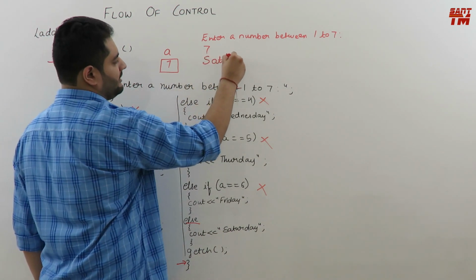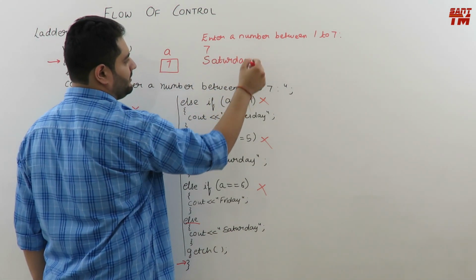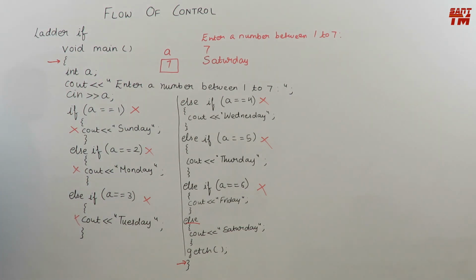So this program is doing nothing but asking for any number between 1 to 7 and printing the day corresponding to that. Note that many of you might be confused about why I have associated the number 1 with Sunday. Because as per the calendar, Sunday is the first day of the week. Resolve this confusion in your mind: Sunday is the first day of the week. Okay, then I hope this ladder if concept is clear to you.